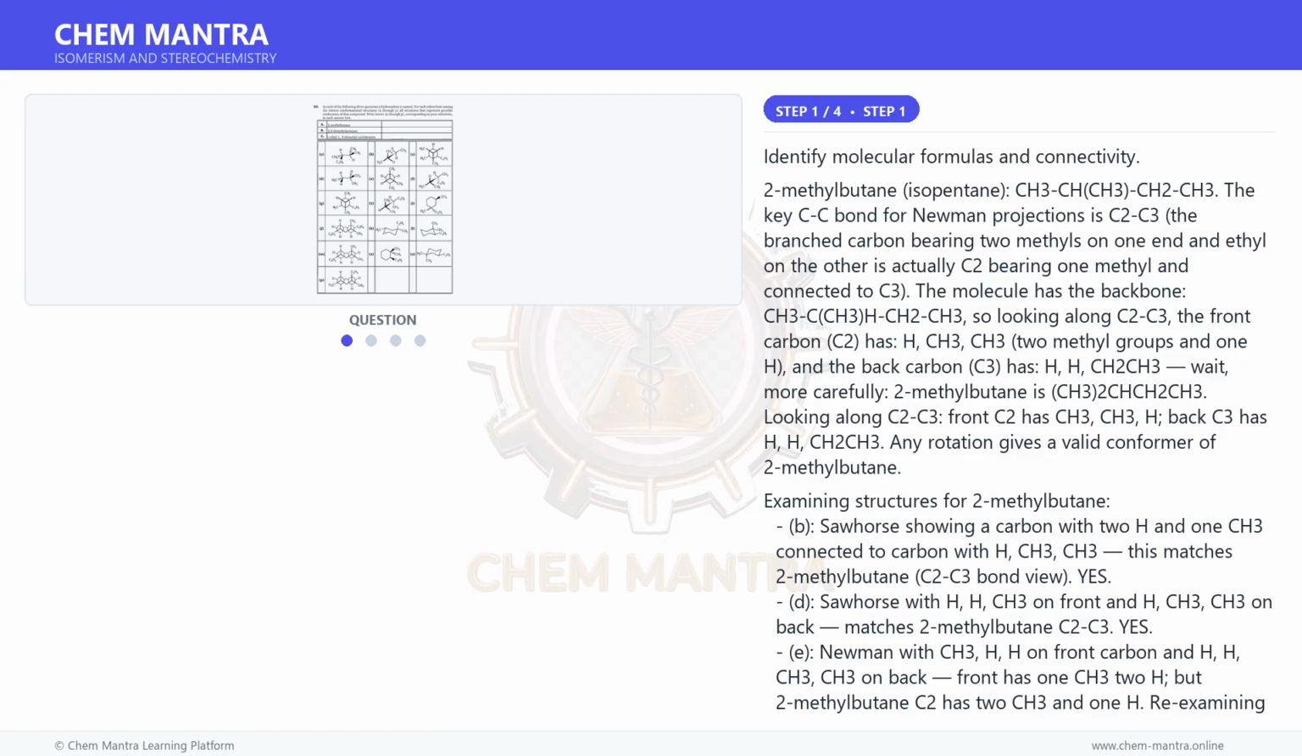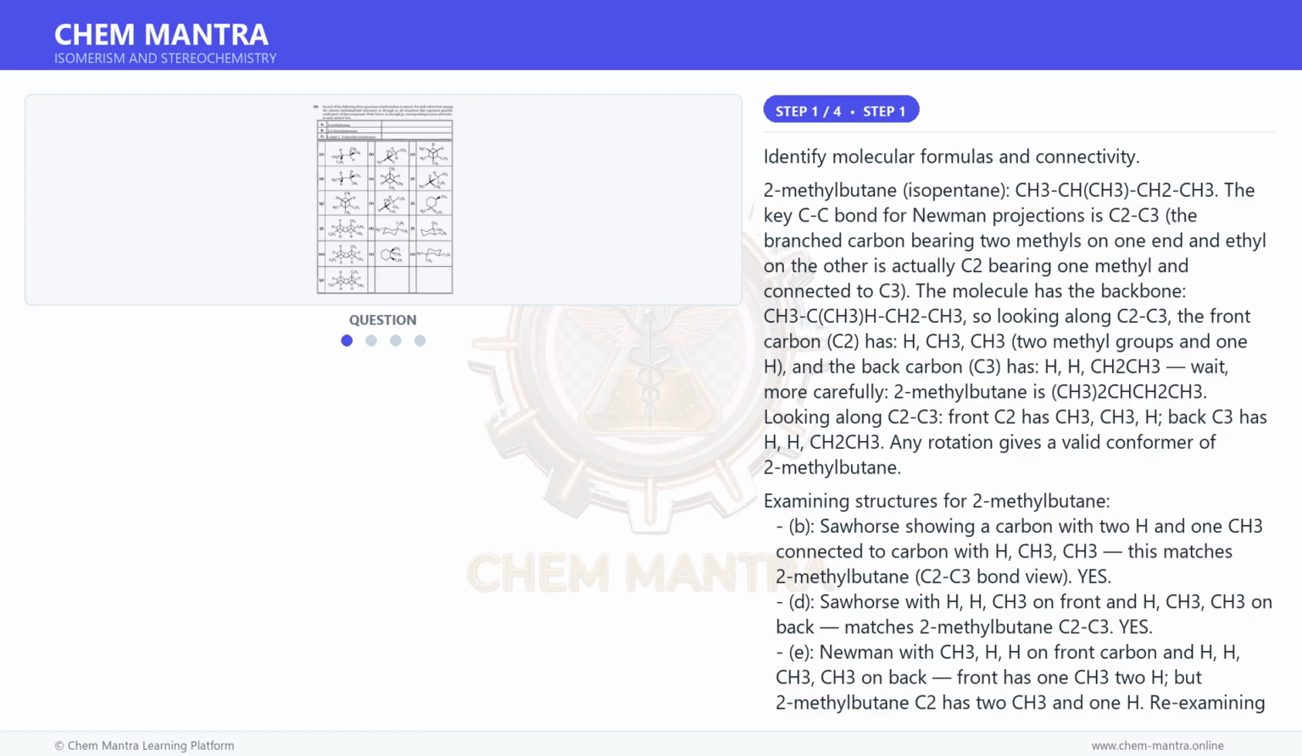Examining structures for 2-methylbutane. B, Newman showing a carbon with 2 H and 1 CH3 connected to a carbon with H, CH3, CH3. This matches 2-methylbutane, C2–C3 bond view. Yes. D, Newman with H, H, CH3 on front and H, CH3, CH3 on back matches 2-methylbutane C2–C3.